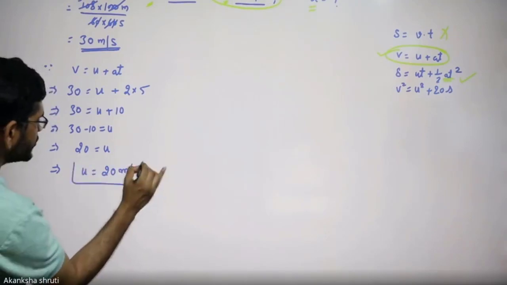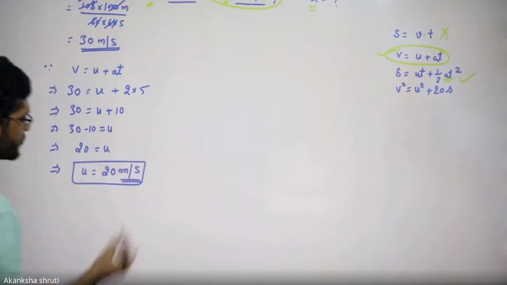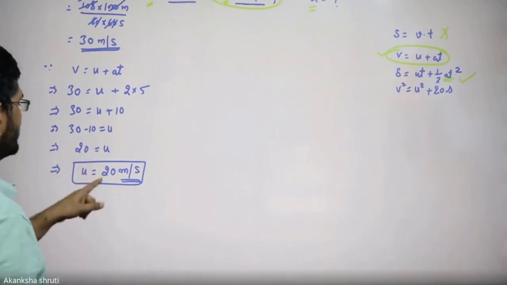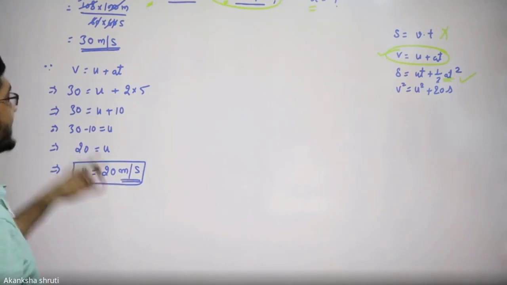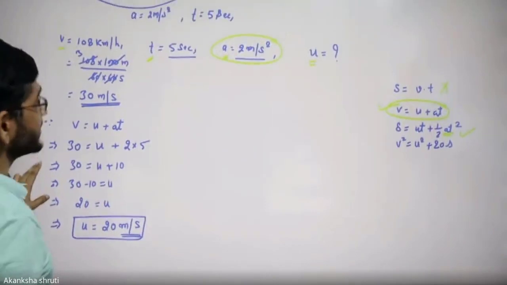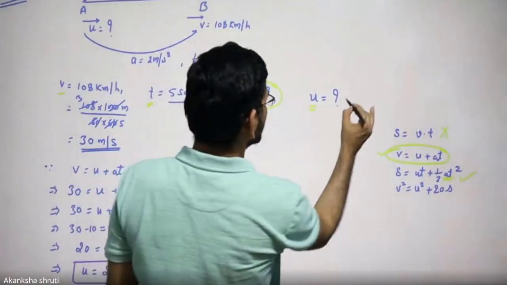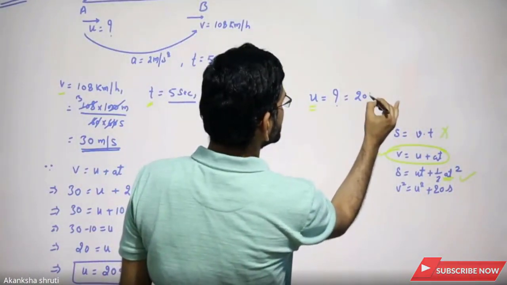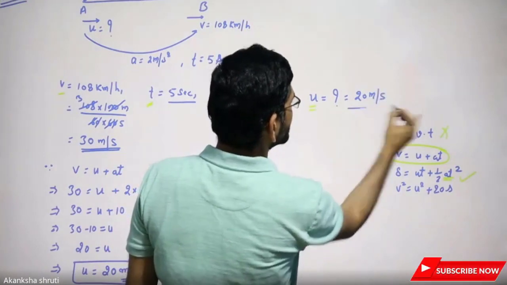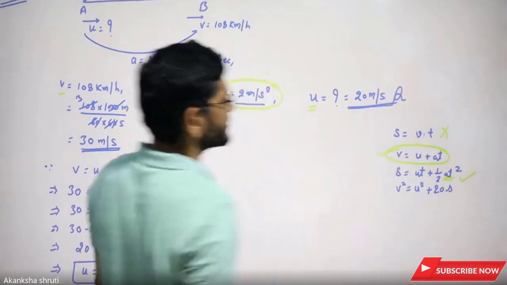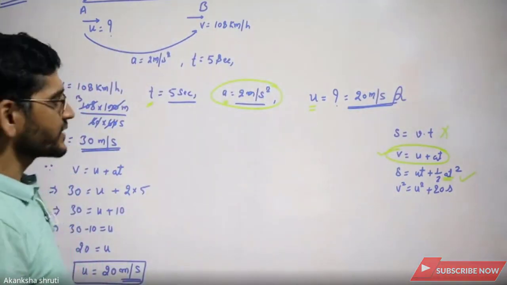Writing the unit is very important. Though we have calculated the numerical value, lastly you have to write the answer along with the unit. So u is 20 meter per second. This was the answer that we were searching for. Students, it is very easy.